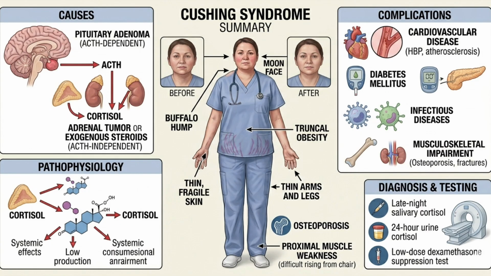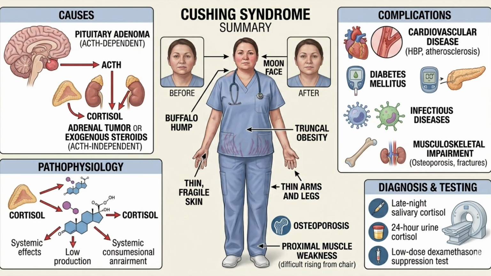It is not just physical. Internally, patients face secondary diabetes because cortisol is gluconeogenic, and hypertension due to mineralocorticoid effects. You will also see osteoporosis and impaired wound healing. In women, look for hirsutism and irregular menses caused by excess adrenal androgens.